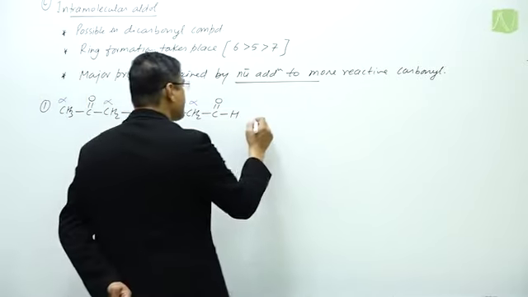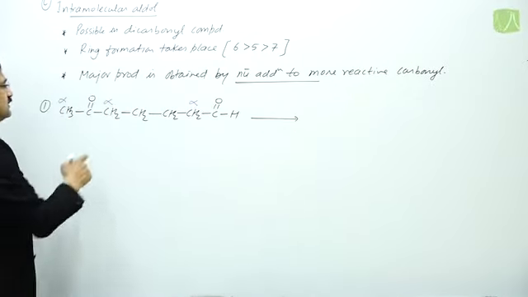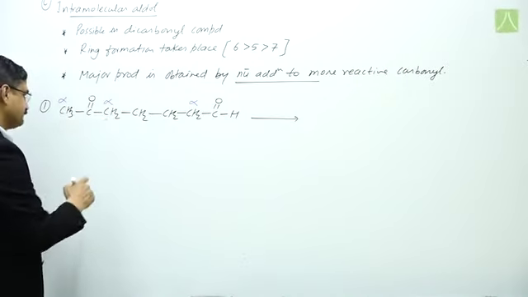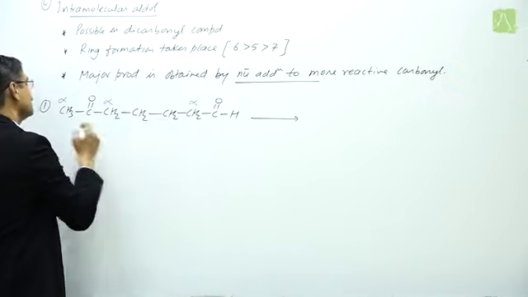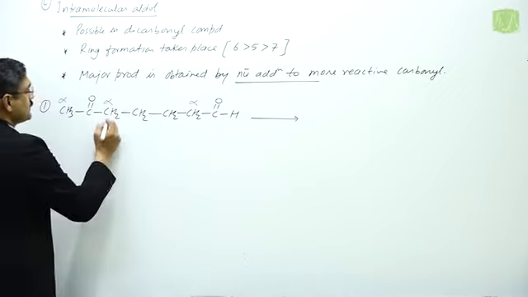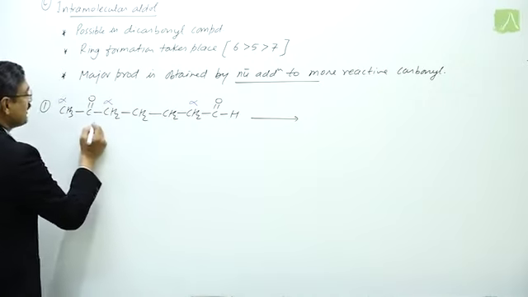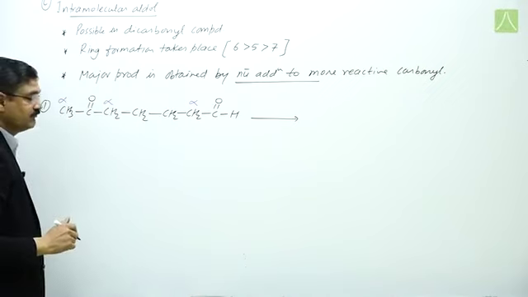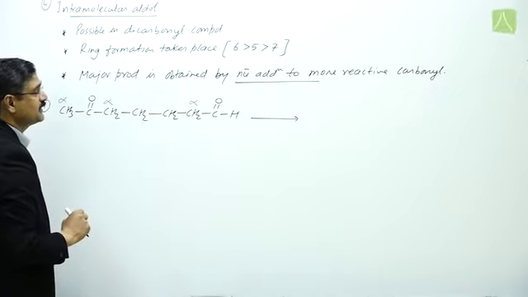Just first count the ring. First check by which carbon how much size of ring is obtained. So I count from this 1, 2, 3, 4, 5, 6, 7. If I react like this, then a 7-membered ring is obtained. Suppose I count from here, so a 5-membered ring is obtained, or again a 5-membered ring is obtained from this. So 5 and 5 and 7. So which is the priority? 5-membered. So we can use this or this H to prepare the major product.